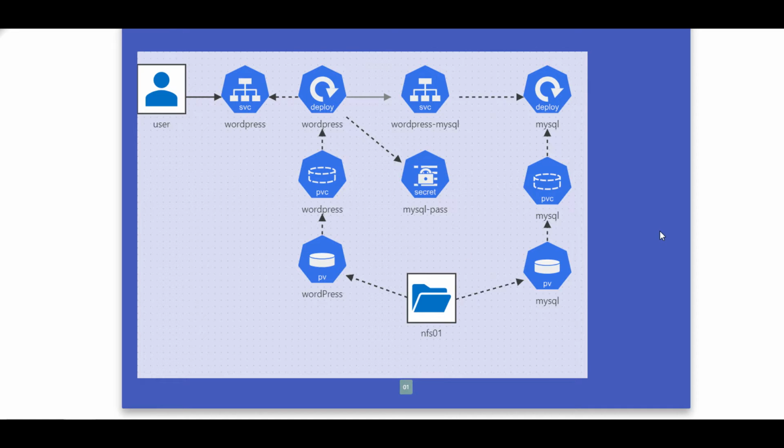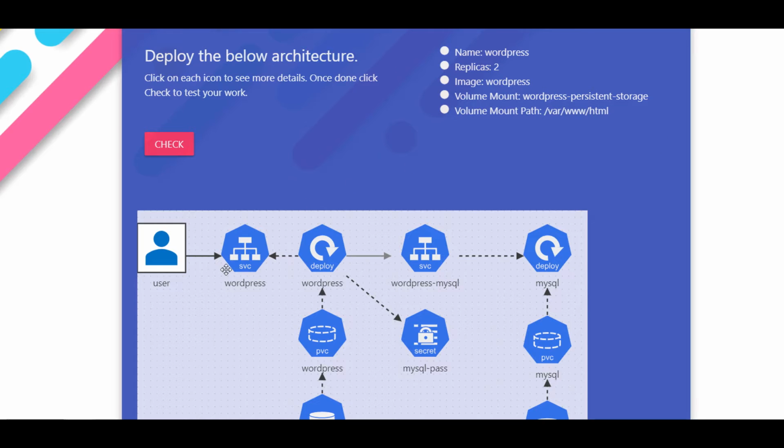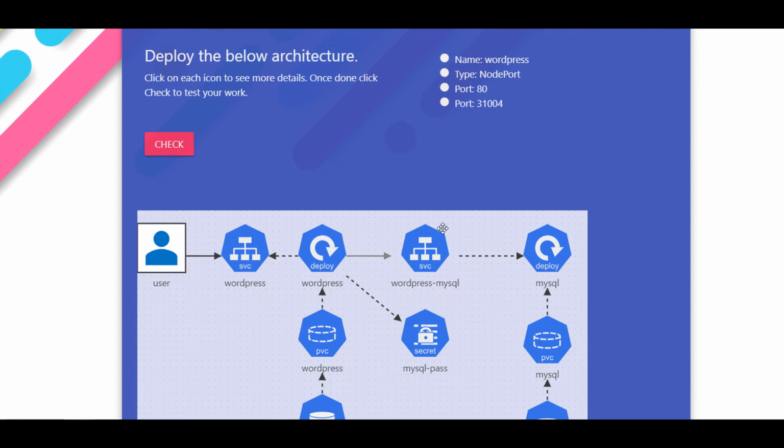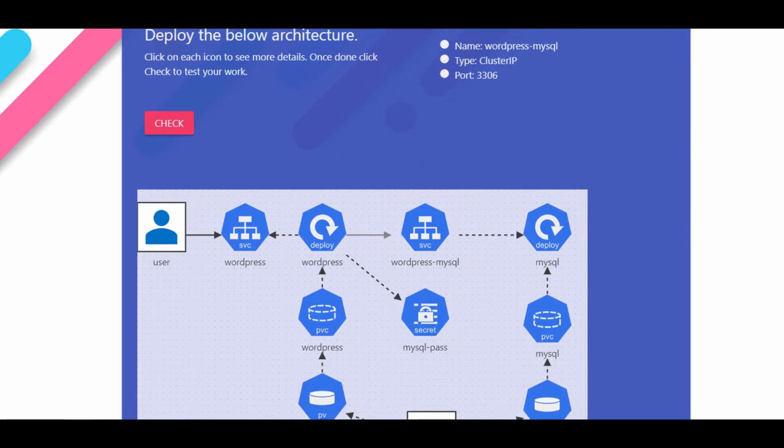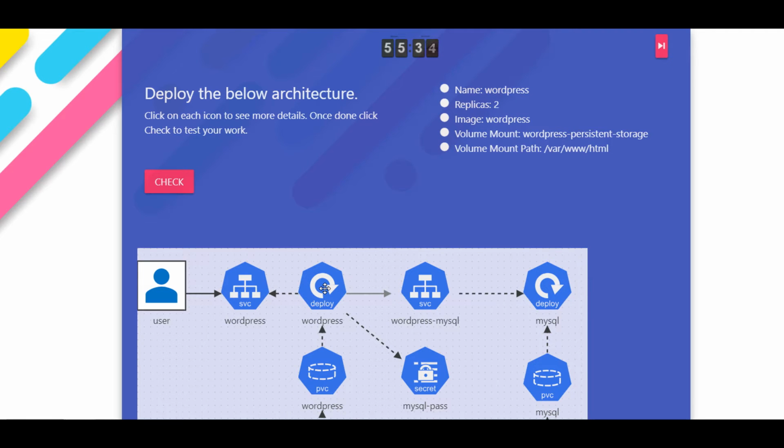You can actually click on each of them to see more details. When you click on each of these, you get to see the specifications that you need to use. As you can see, starting with persistent volumes, we have persistent volume claims. We have deployments, services, and secrets. And if you'd like to see the specification for the deployment, this is what it shows.